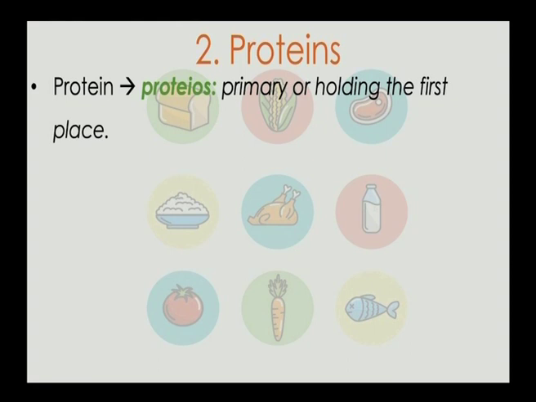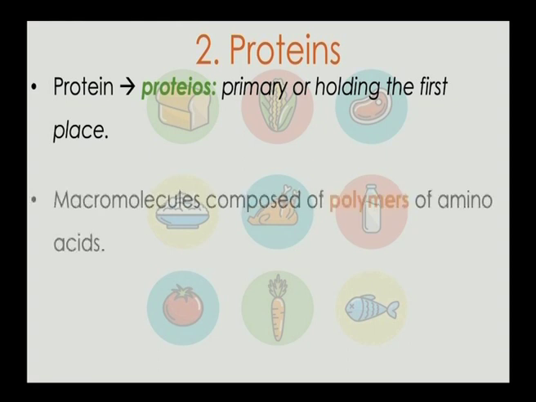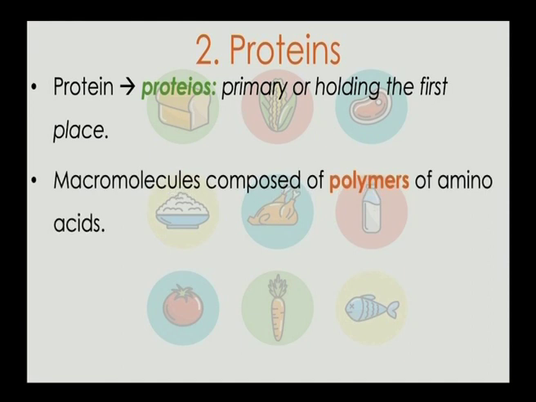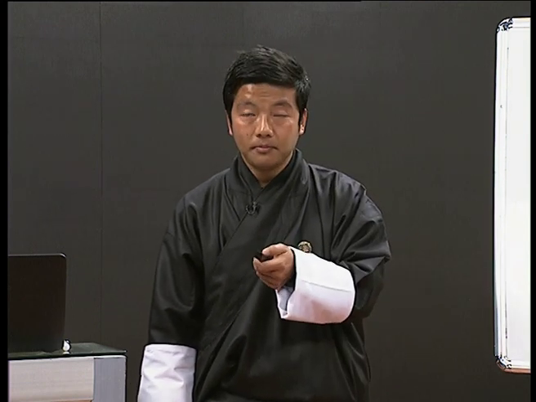Perhaps if you look at your own body, almost all the structures are made up of proteins. These proteins are macromolecules, or large molecules, that are made up of polymers or large subunits of amino acids. Please don't worry about the amino acids. We are going to talk about the amino acids in the next slide. For now, please know that these proteins are composed of polymers of amino acids.